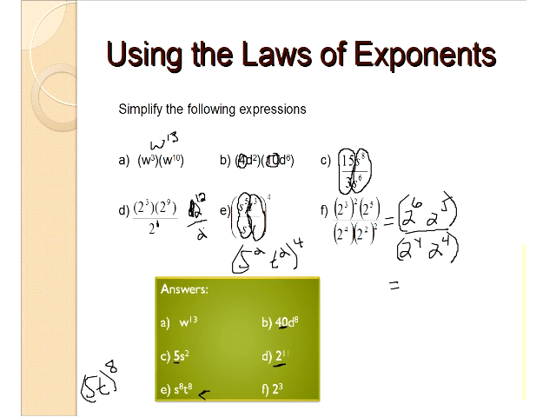So I'll simplify the numerator here where I'm multiplying powers of the same base, so I keep the base and add those exponents. And down here I do the same thing, keep the base and add those exponents. And now I have the division of powers with the same base, so I keep the base and subtract the exponents.